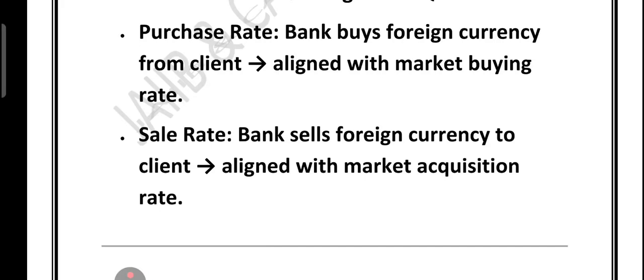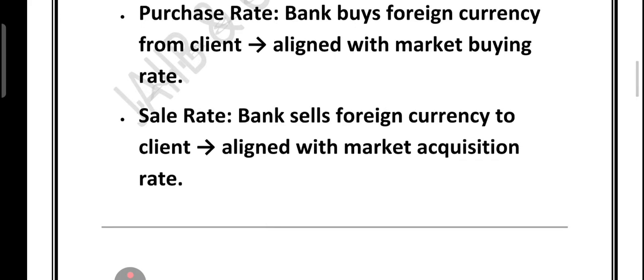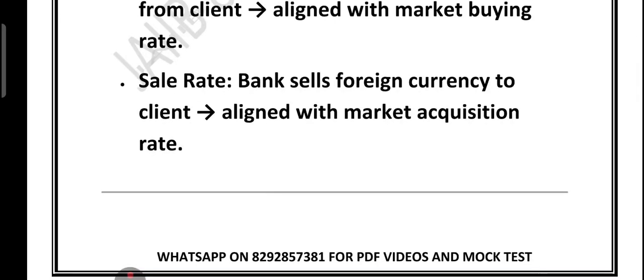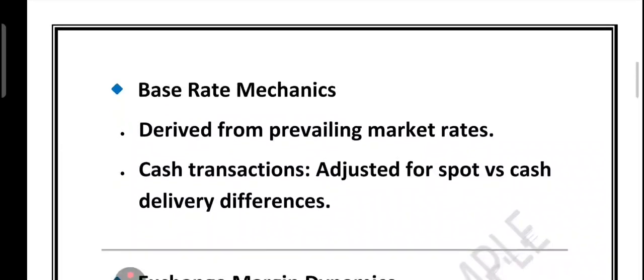Purchase rate means when a bank buys foreign currency from you, that rate is aligned with the market buying rate. That's called purchase rate. And second case, when the bank sells foreign currency to a client or to you, it uses a rate that is aligned with the market selling rate. In simple words, the bank always adjusts its rate depending on whether it is giving you money or taking from you. So a quick way to remember it, you must remember it.